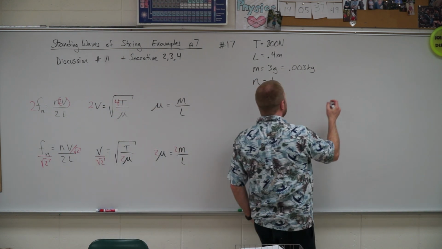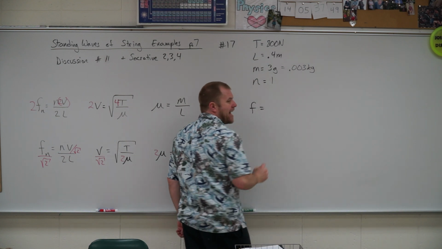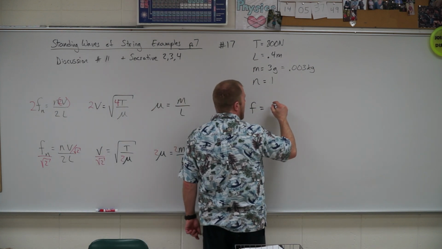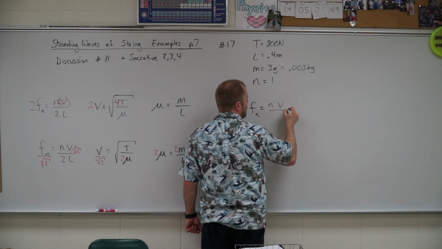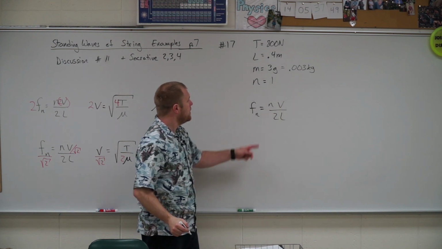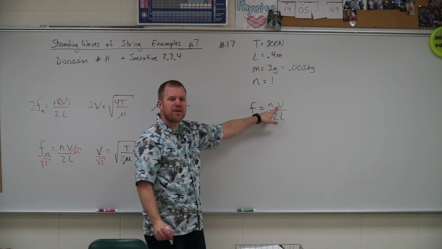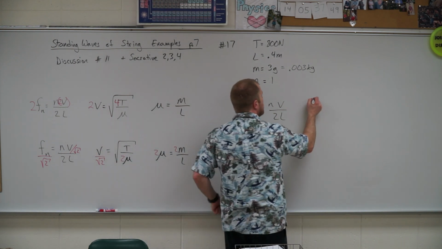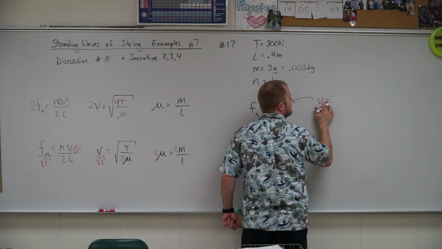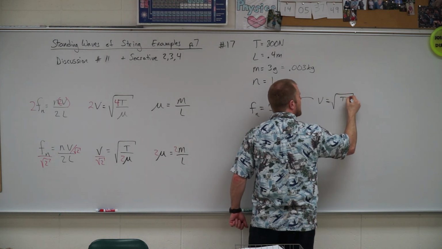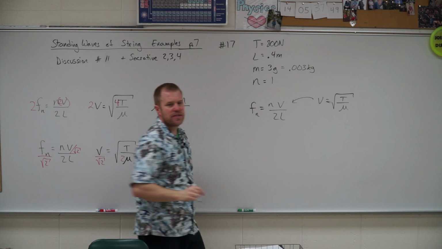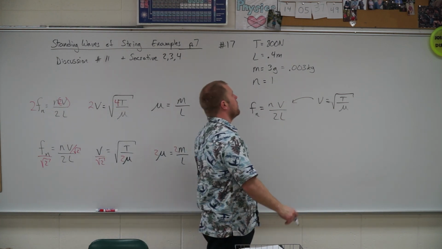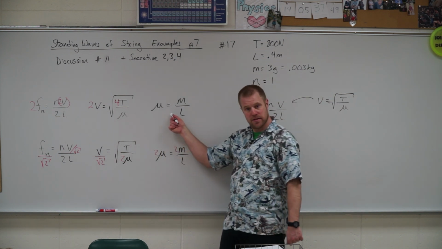All right, I need to find frequency for an oscillating string, so I use my frequency equation, and N was 1, so we'll just write out the whole equation. N is 1, L is 0.4, but they don't give me the speed. So I'll have to find the speed. Oh, I can use this equation. The speed is equal to the square root of tension divided by mu. They gave me the tension, 800 newtons, but they did not tell me the linear mass density, the mu value.